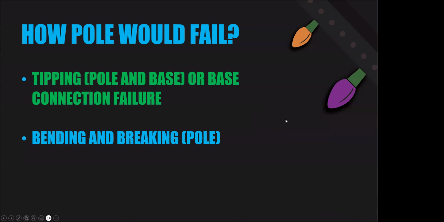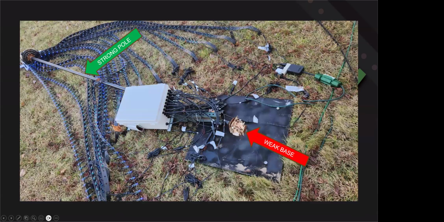So the first thing I'm going to talk about is tipping of the pole at the base connection. You can see here where the connection to whatever type of base this was, to me, it looks like it was some type of plywood. It just separated right out of where it was. The pole here, I put it's a strong pole because the pole doesn't look like it is bent at all. The base or the connection was just weak, broke right off of there, tipped right over.